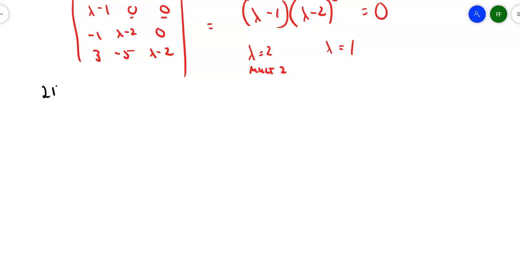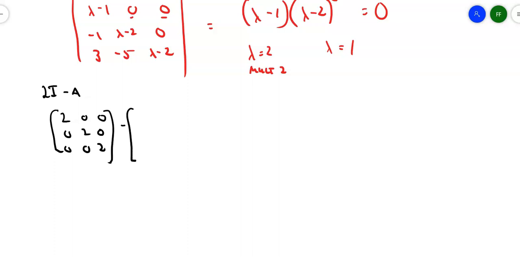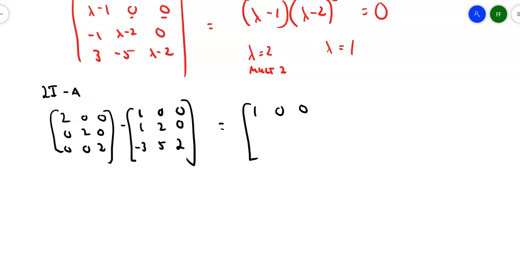So let's do 2I minus A. That gives me the identity matrix times 2. Subtract the original matrix, which was 1, 0, 0, 1, 2, 0, negative 3, 5, 2. All right, let's see what we get. 2 minus 1 is 1. Couple of zeros. 0 minus 1 is negative 1, 0, 0. And then the last row is going to give me a positive 3, negative 5, 0.